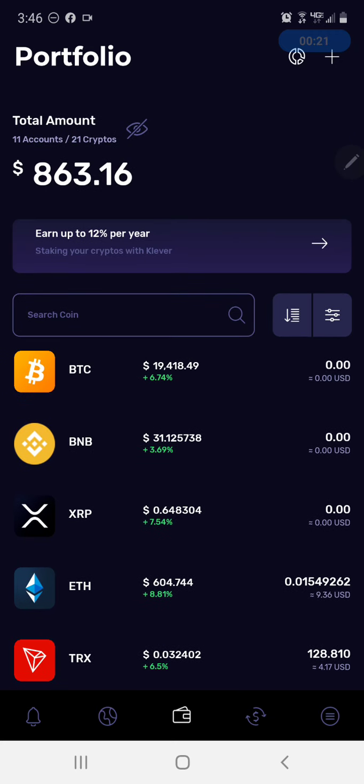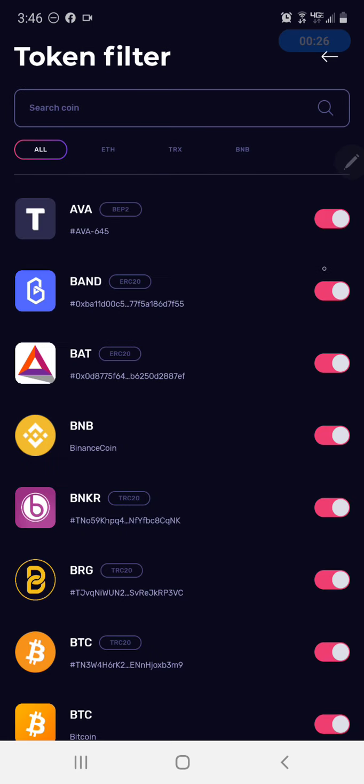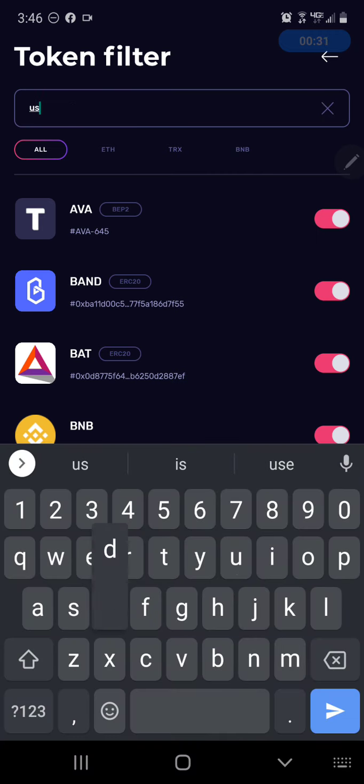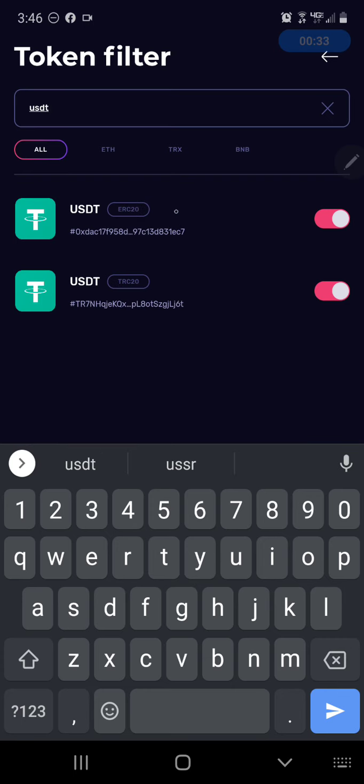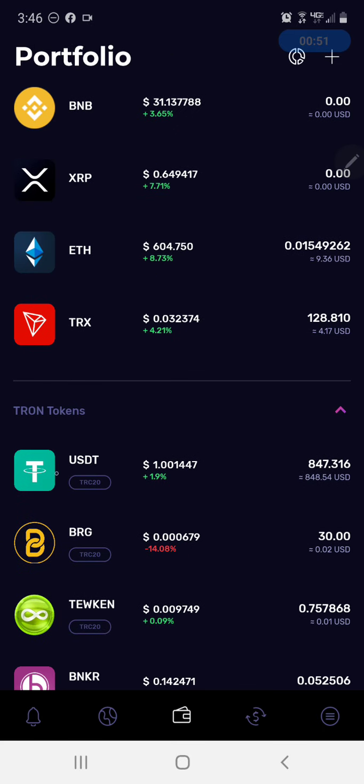I had to add the USD token. So what I did is I clicked on this little wheel, this little block over here, and when it says token filter, you just type in USDT, and you'll see you got the ERC20. This is the Ether-based USDT. Then you got the TRC20, which is the Tron-based USDT. So it was off. I just turned it on like that. Went back to the portfolio, and now you can see it right here, USDT. So that's if you're on Clever. If you're on TronLink, it'll automatically populate.